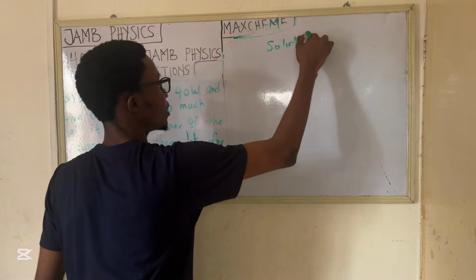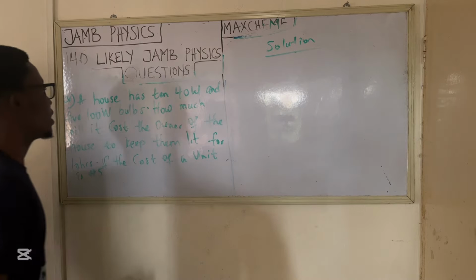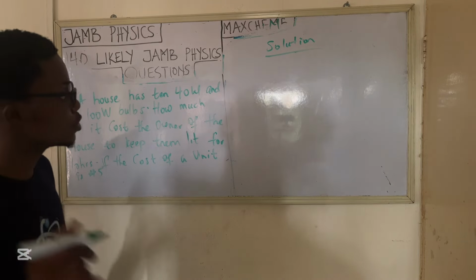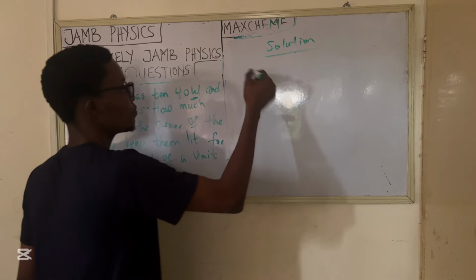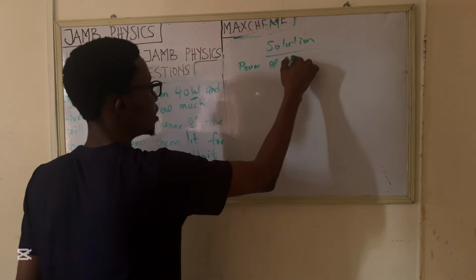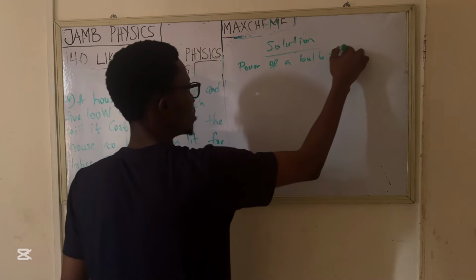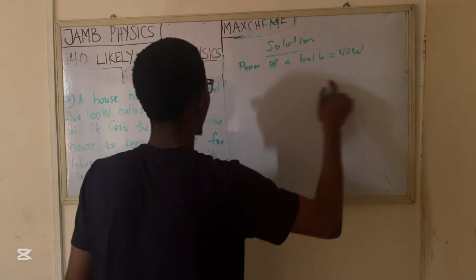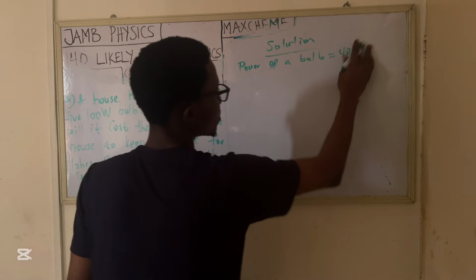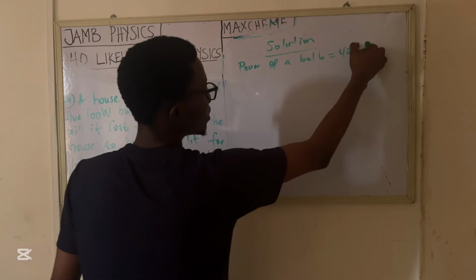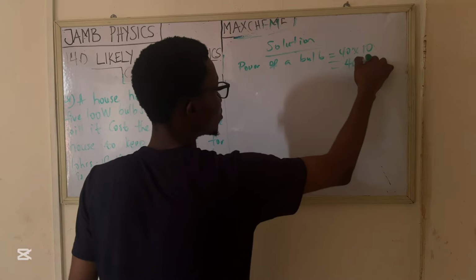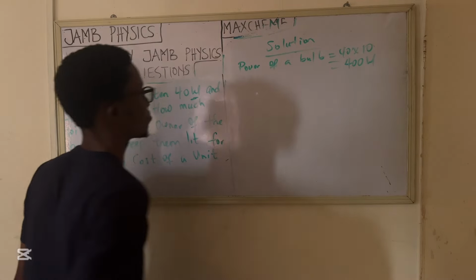So let's write out the parameters first. The house has 10 40 watt bulbs, that is power. So we have power of a bulb is 40 watts. We now have 10 40 watts, right? That will be 10 times 40 in this case. 10 times 40 or 40 times 10, that will give us what? 400 watts for the first 10 bulbs.